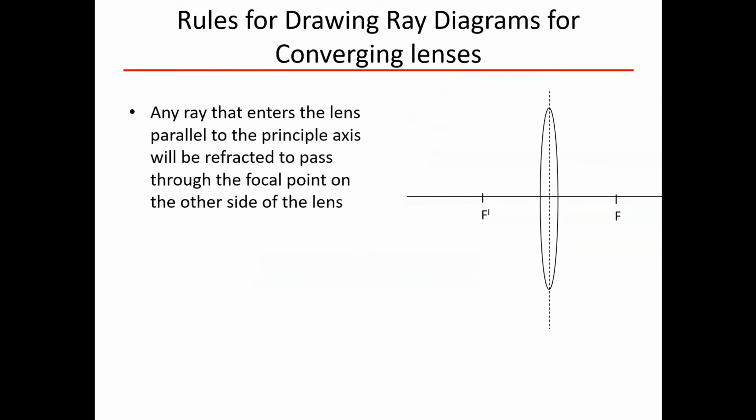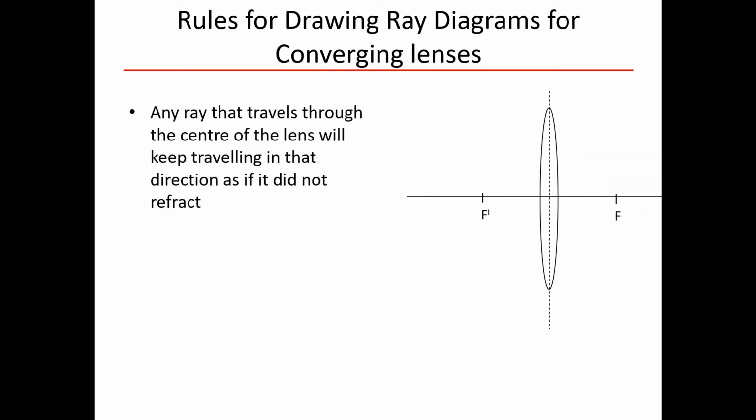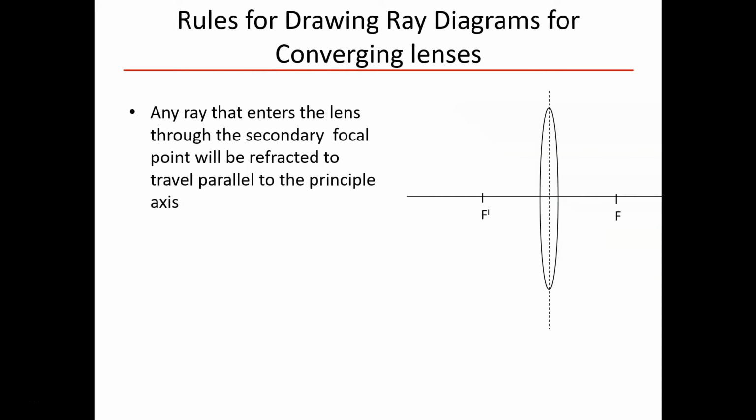Now, when we find images in lenses, there are three rays that we could use. Any ray that is parallel to the principal axis, when it hits our optical center, will refract and go through our focal point. Any ray that travels through the center of the lens will continue on through as if it did not refract. Any ray that goes through my secondary focal point and hits the optical center will refract so that it's parallel to the principal axis.